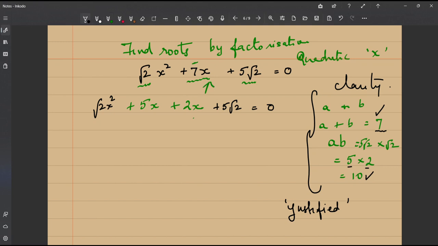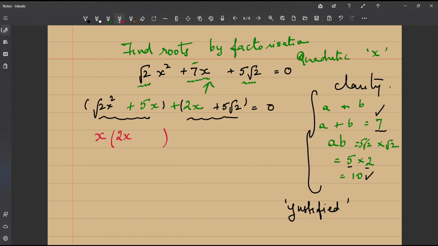Now let us group this equation into two terms. This is one group and this is another group. These two are different groups. We're just grouping to help us factorize. Let's find the common factors in the first group first. What is common? If you see the numericals, 5 and root 2, nothing is common. So only x is common.